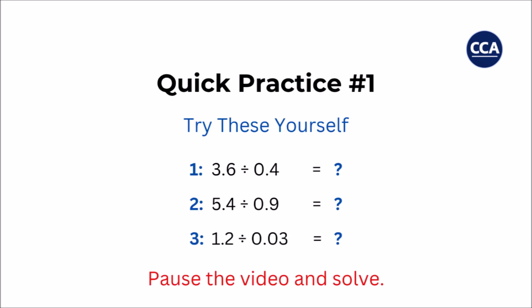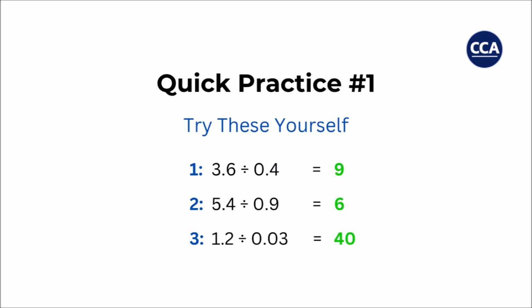Pause the video and solve these questions. Remember the golden rule. Make the divisor a whole number first. Here are the answers. 3.6 divided by 0.4 is equal to 9. 5.4 divided by 0.9 is equal to 6. And 1.2 divided by 0.03 is equal to 40.